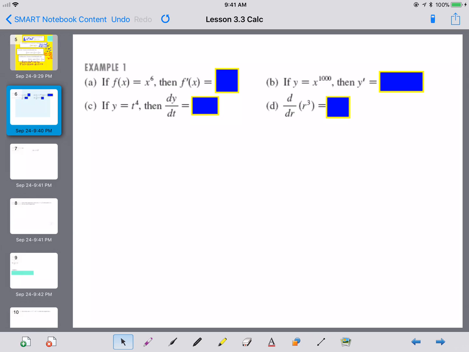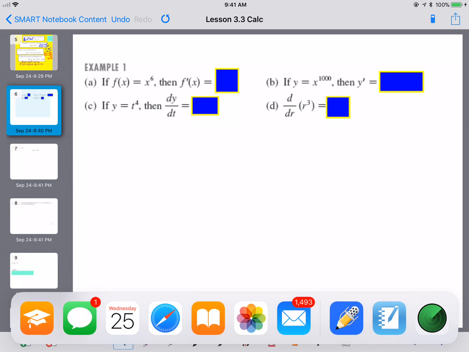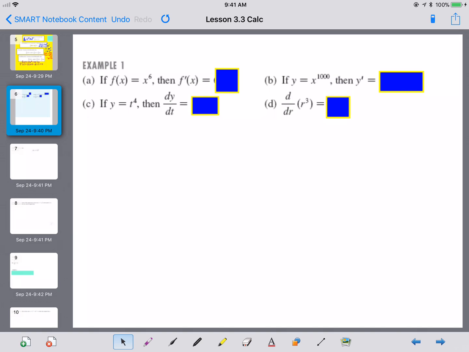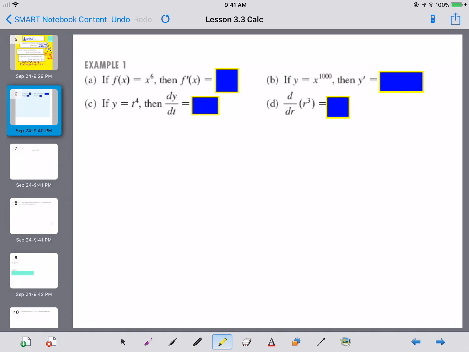So example 1a, they're finding the derivative of x to the 6th. That's what that little prime notation right there tells you: do the derivative. And so what should happen to the 6? The 6 comes in front, and then the power goes down by 1, and so now that becomes 6x to the 5th. Perfect.